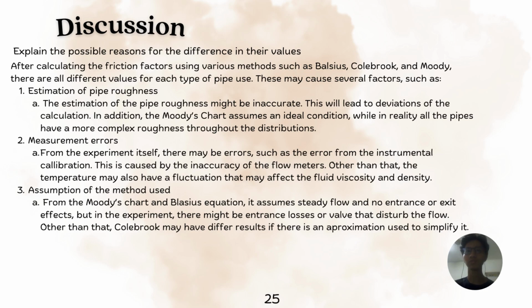So the possible reasons for the difference in their values: first, there is the estimation of pipe roughness. The estimation of pipe roughness may be inaccurate. This will lead to deviations in the calculation. In addition, the formulas assume an ideal condition, while in reality all the pipes have a more uneven roughness distribution. Hence, the measurement error.